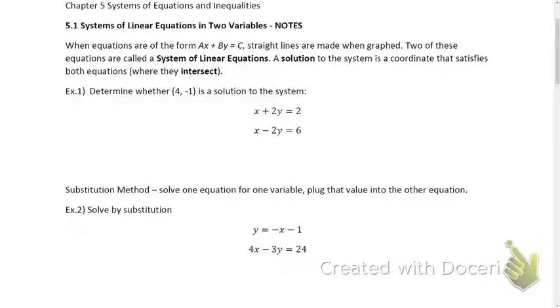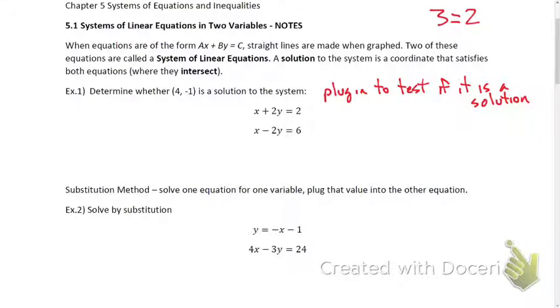So we can check by plugging in to test if it is a solution. It should give us a true statement. If it gives us something that doesn't make sense, like for example, if it says 3 equals 2, that obviously doesn't make sense, and we would say no solution.